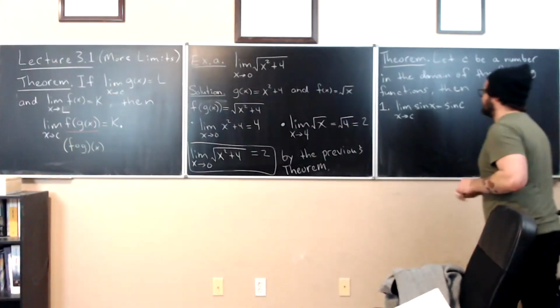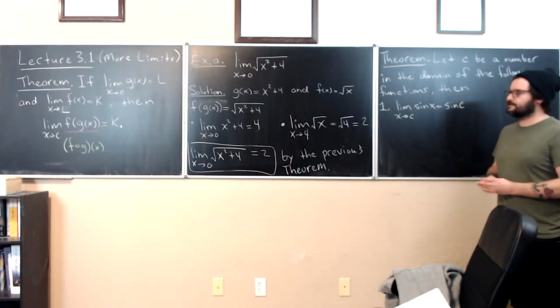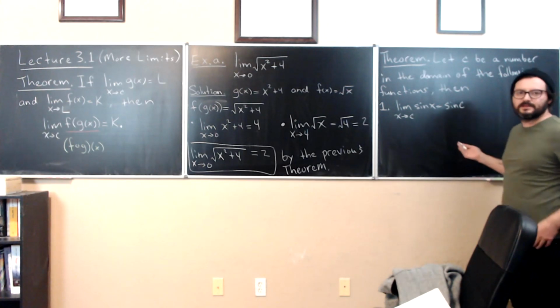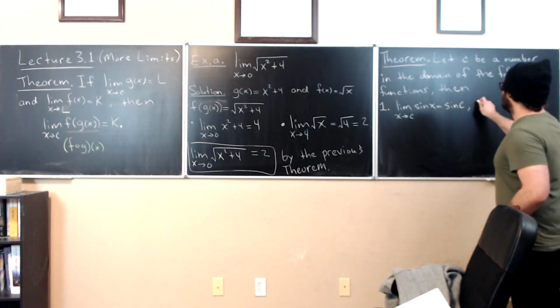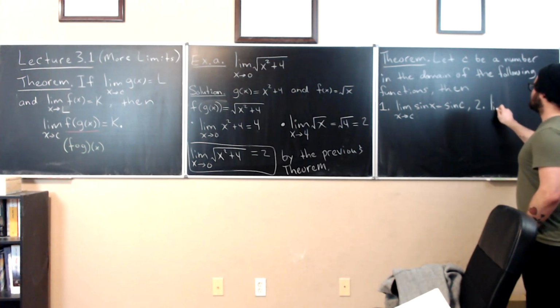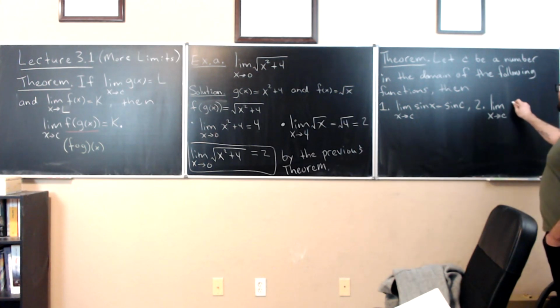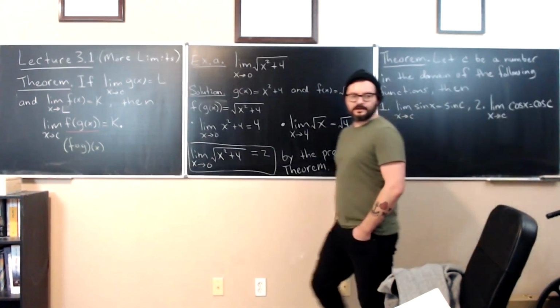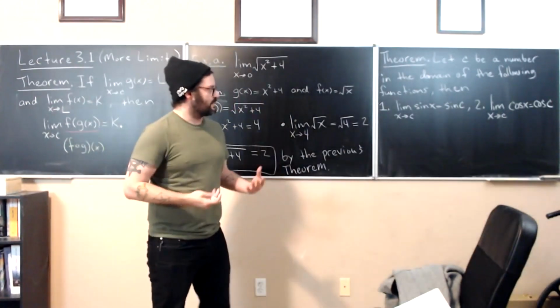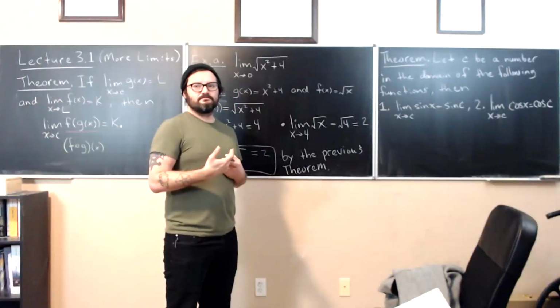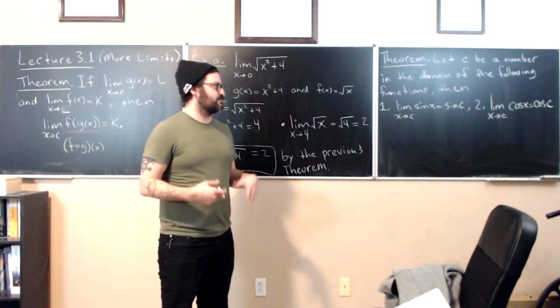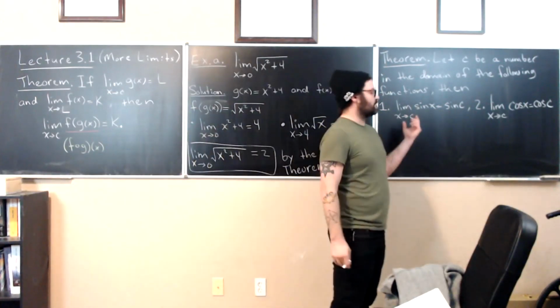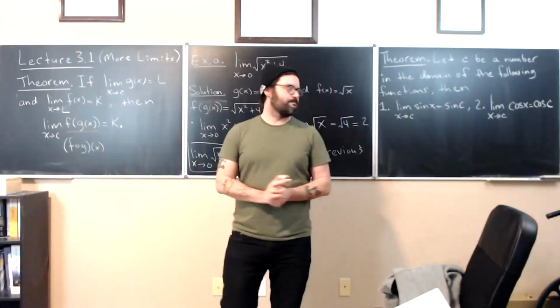Okay, so lighting's better. Back to this: sine of x, taking the limit as x approaches c, it should make sense that this would be sine of c. Second, the same should hold for cosine of x. Again, these are really smooth. There are no jumps, no division by zero. So we should expect that for the limiting value we should just plug into the function.